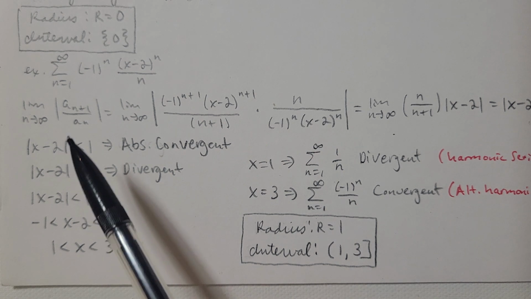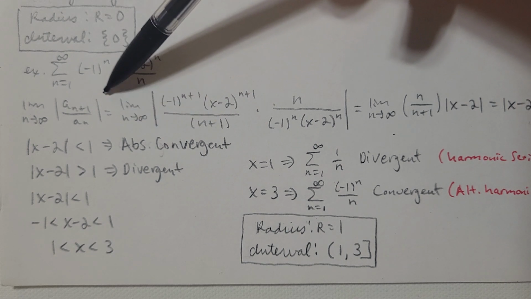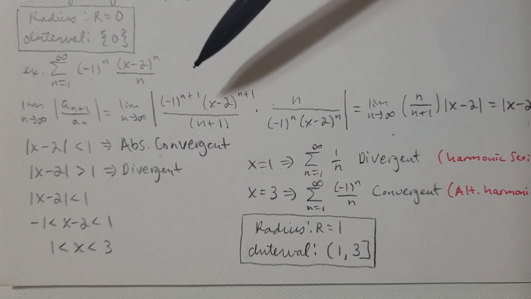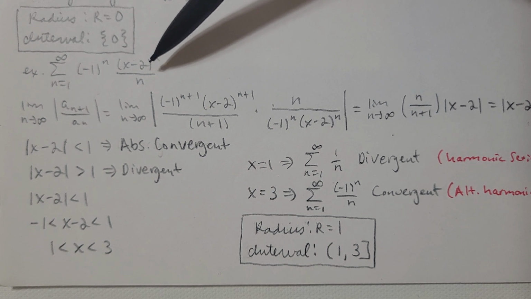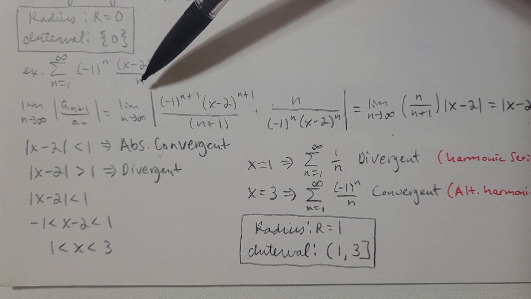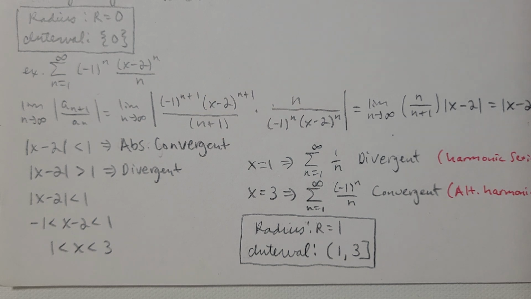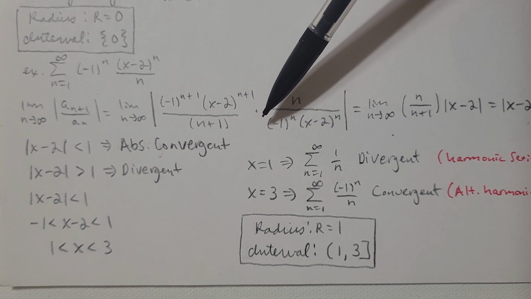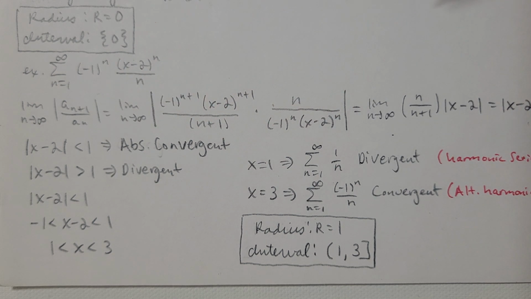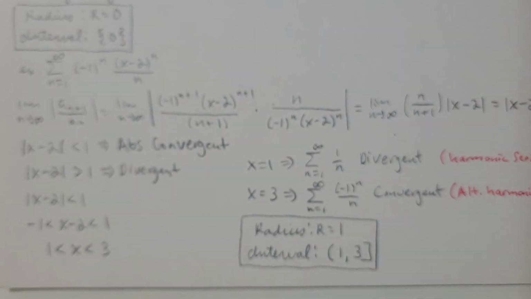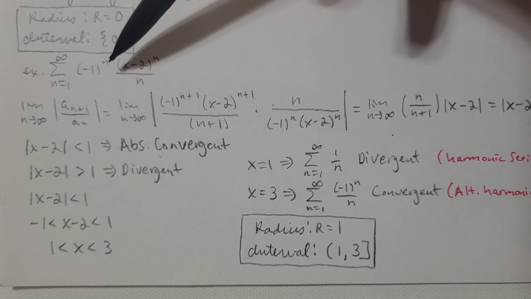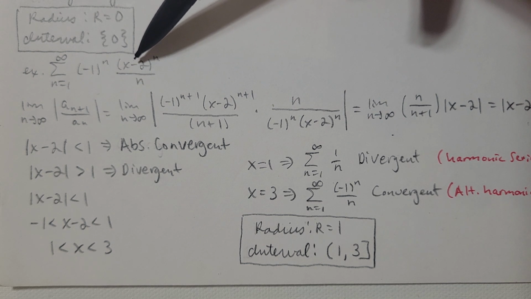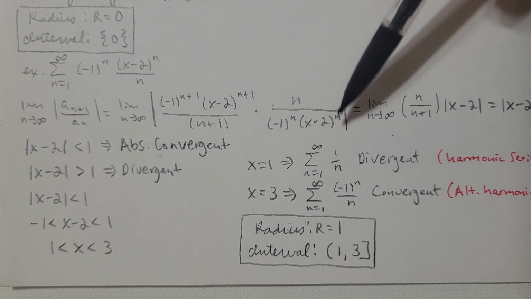So we have the limit as n approaches infinity of a sub n plus 1 divided by a sub n. A sub n plus 1, that's negative 1 to the n plus 1 times x minus 2 to the n plus 1 divided by n plus 1. And I'm going to multiply that by the reciprocal of a sub n. So if I flip the sequence part, I've got n up top, negative 1 to the n times x minus 2 to the n, that's going to be in the denominator.